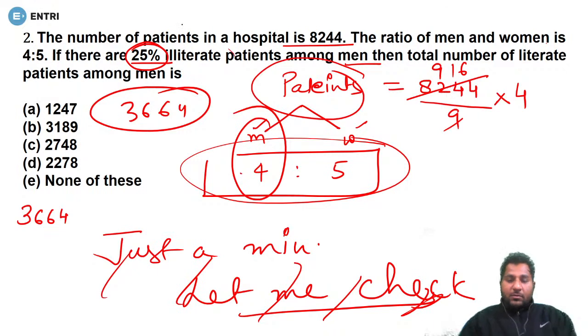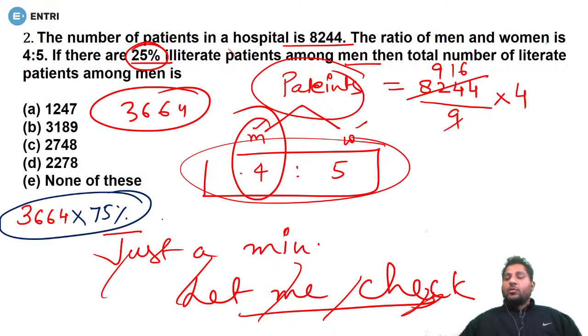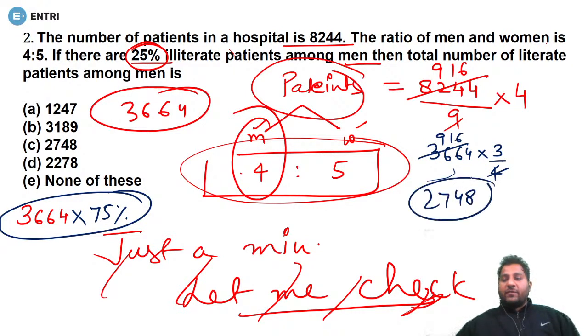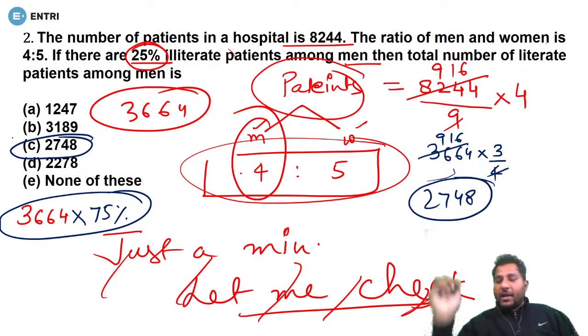Naved, I think it is sorted out. Can you hear it now? What we can do is take 75% of the total number of men. That means 3664 multiplied by 3/4. 3664 divided by 4 is 916, and 916 times 3 gives 2748. So 2748 would be the final answer.